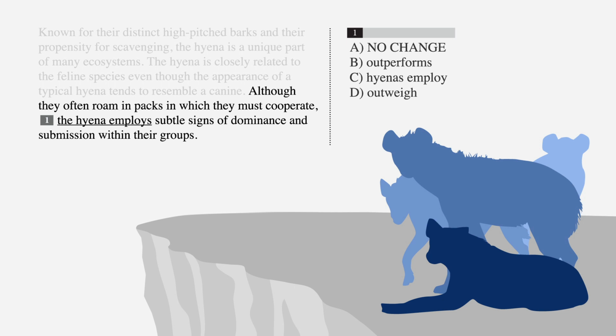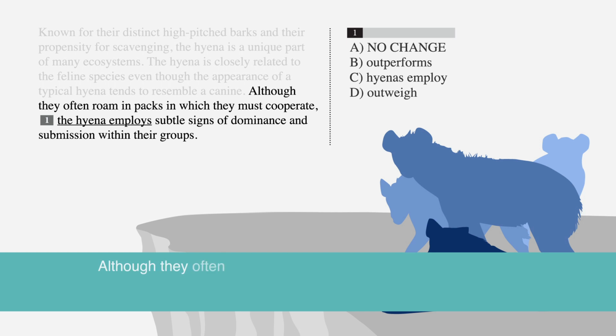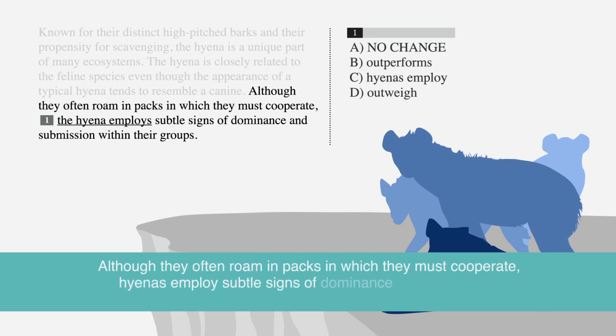Since the pronouns are all plural, we have to change the subject hyena and its verb employs to be plural to make the antecedent match the pronouns. The sentence should read, although they often roam in packs in which they must cooperate, hyenas employ subtle signs of dominance and submission within their groups. Thus, answer choice C is the right answer.